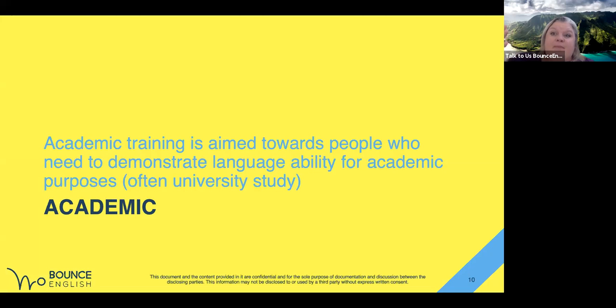Then there is academic training. Academic training is aimed for people who need to show their language ability for academic purposes. So frequently, if you're going to university, you might need to take IELTS and show you have a specific score for the IELTS exam. Or if you want to be in a specific program at a university, you might need to demonstrate that. Even if you're taking IELTS in your country, you might need to show a specific IELTS level to do some courses. These tend to be reasons people take IELTS academic.